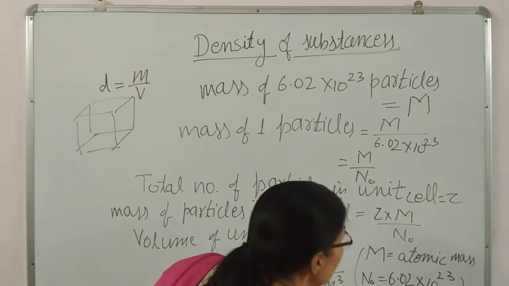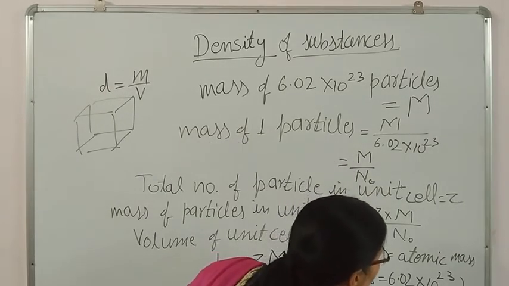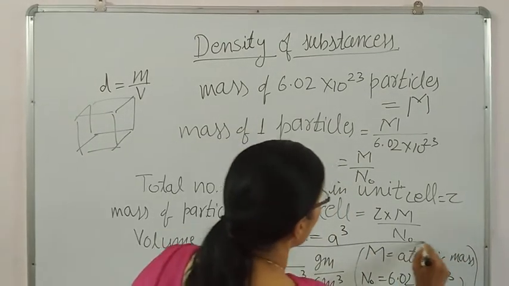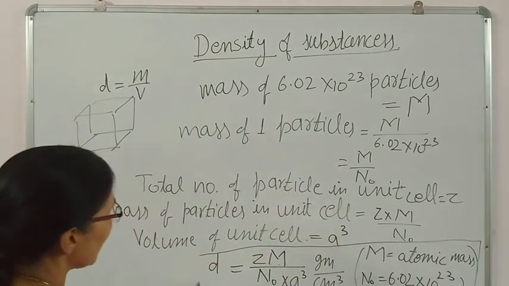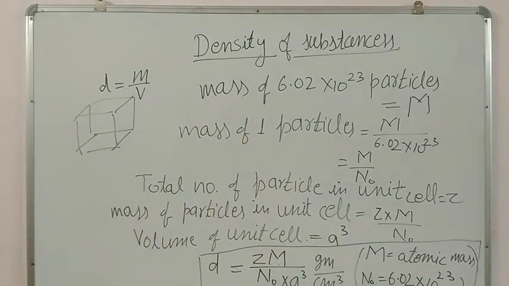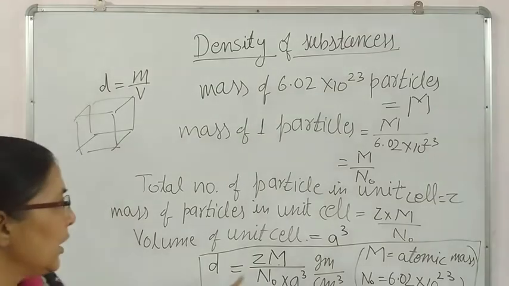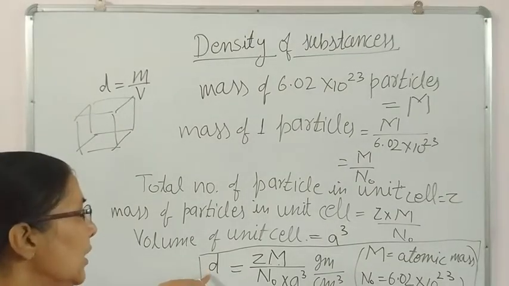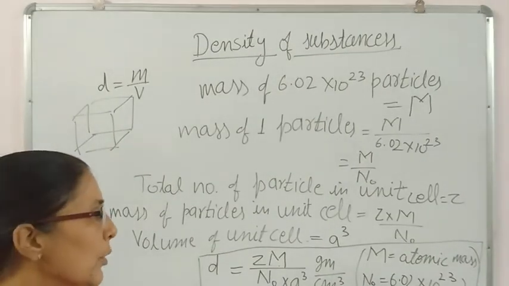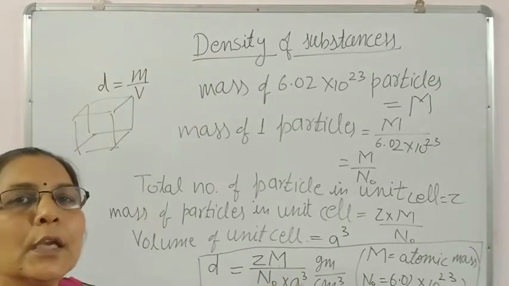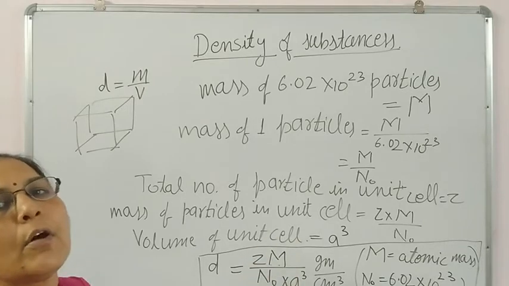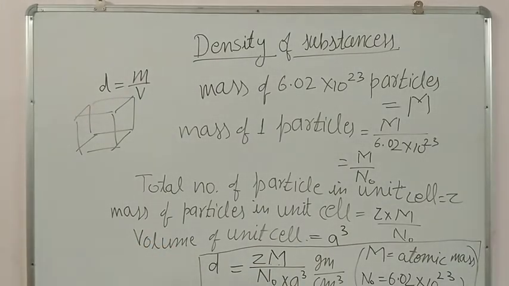And a will be in centimeter. These parameters should be well known to you. Note down: in the board examination, D is in general given in gram per centimeter cube. So if you get a in picometer, then convert it into centimeter, not meter, because D is generally given in gram per centimeter cube. I hope you understand.